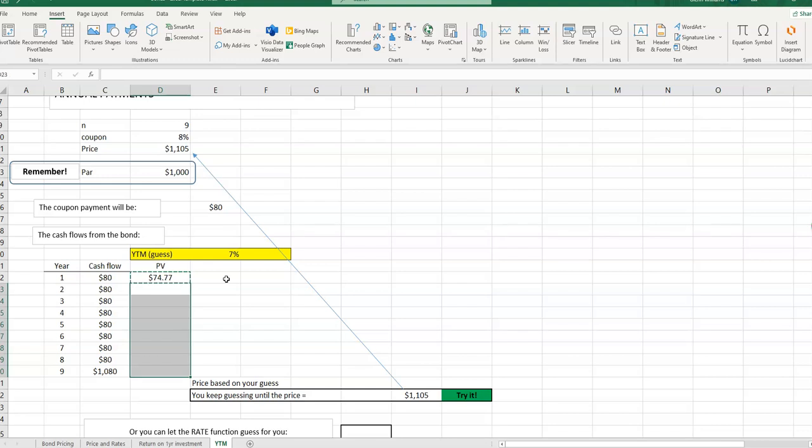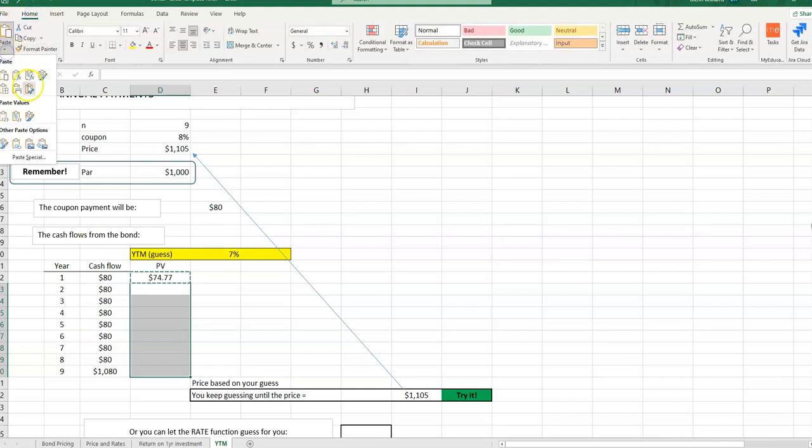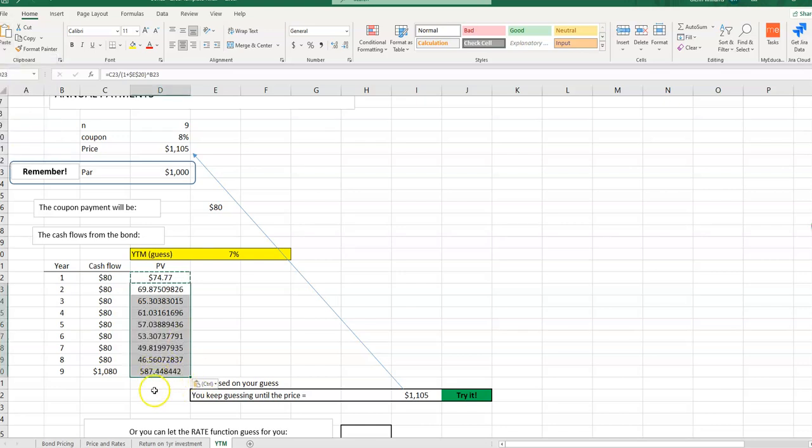I'm going to copy that formula down so that I take the present value of all of the cash flows. So there's the present value of each cash flow. I'm going to add them all up, and I'll get that price, $1,065.15. Right now, that's not enough. Right, the price is too low, so I could guess. Actually, that means the rate's too high because I need the price to be higher. So I could guess 6%.